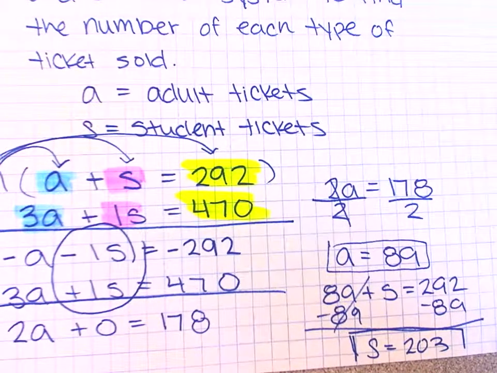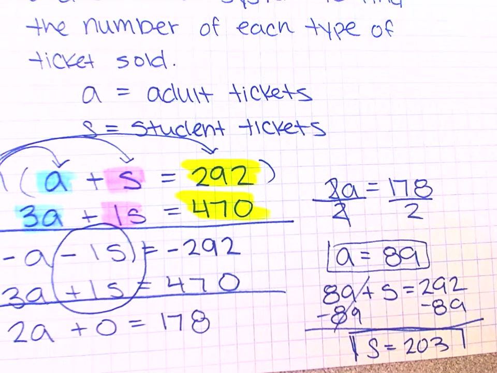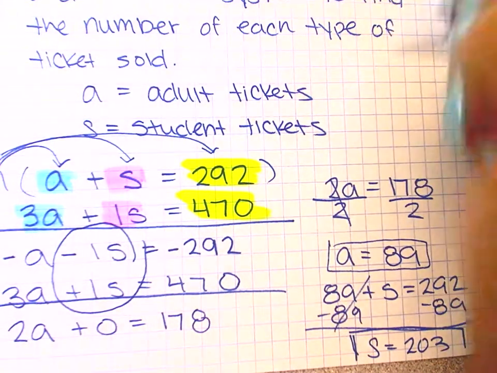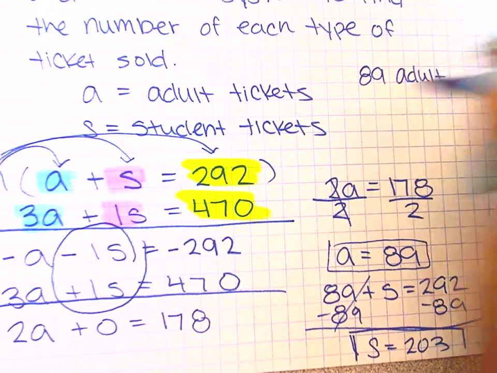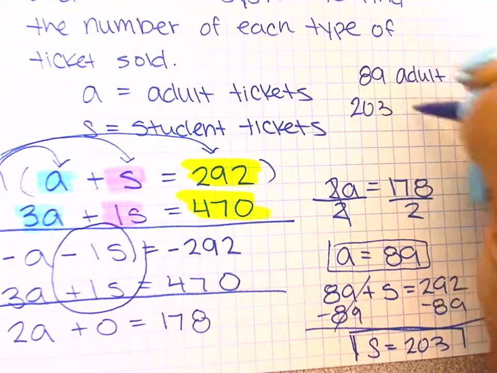So how many of each did I sell? How many tickets for each one? There were 89 adult tickets and 203 student tickets. So that's what you would write as your answer. 89 adult and 203 student.